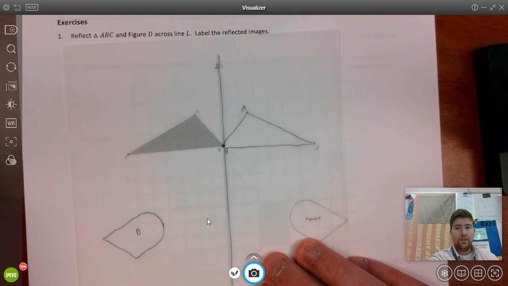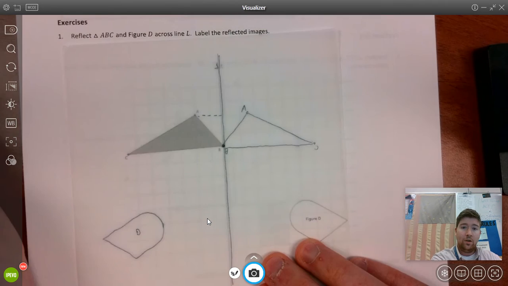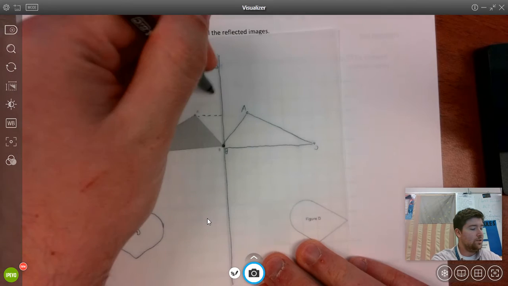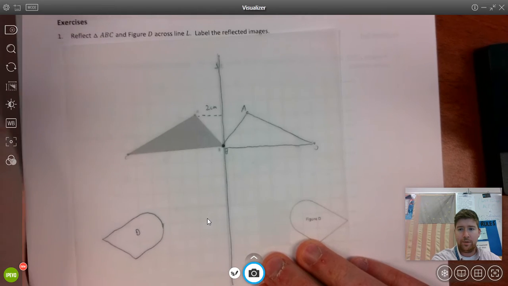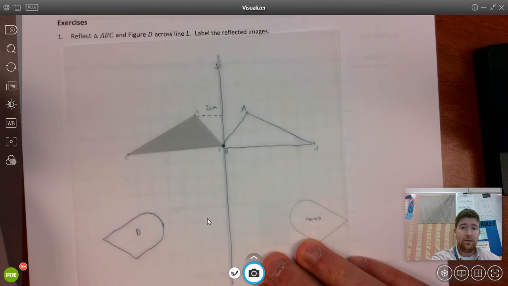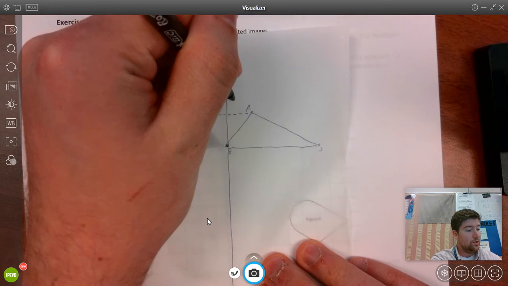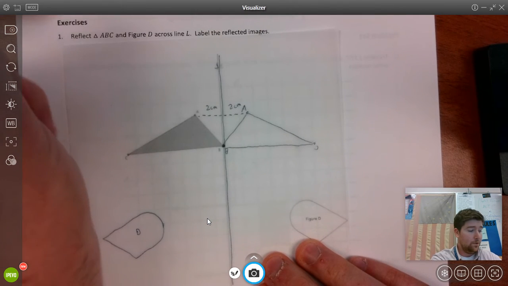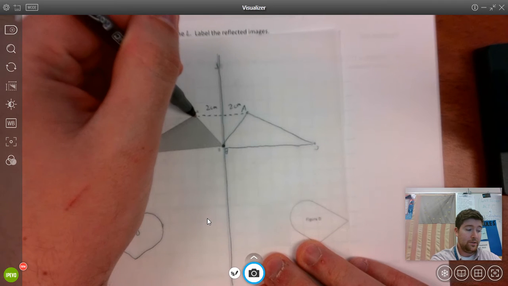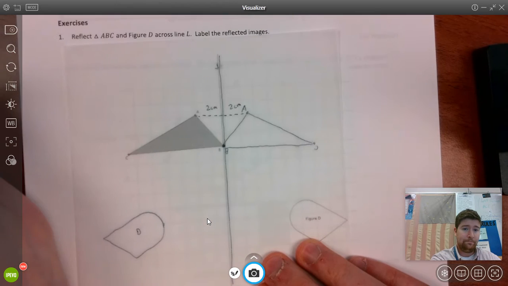Now, one thing that you do want to be sure of when you're reflecting is that any time that you have a point, we could measure that distance. And let's say that it's just 2 centimeters. I don't know what it actually is. I'm just going to make up a number there. If that was 2 centimeters, then the distance of your reflected point to the line of reflection should also be 2 centimeters. The distance should be the same for your original point, so A in this case, to the line of reflection, as your new point to the line of reflection.